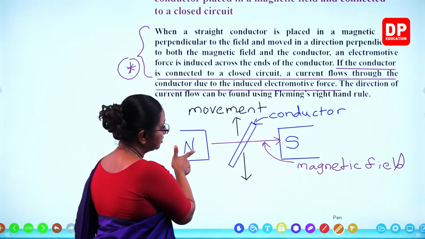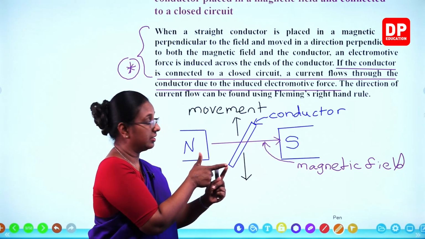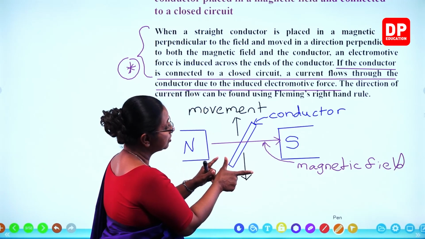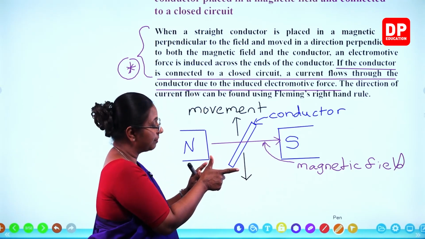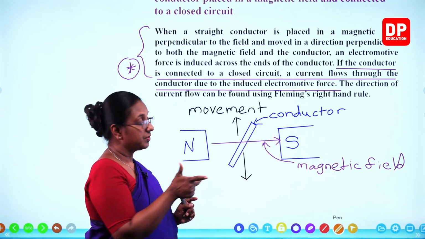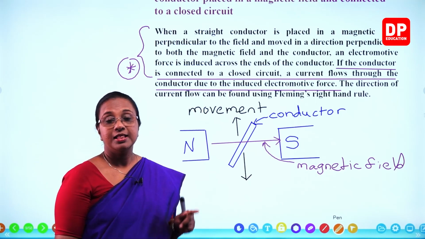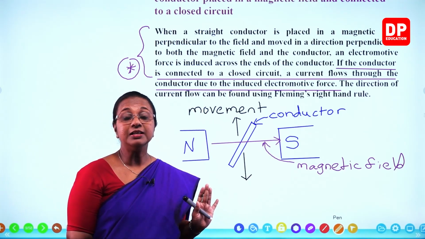The magnetic field is from north to south. That is my index finger. Motion upwards, movement upwards, that is my thumb. And the direction of the current flow is given by the middle finger. So this is how we hold it. So it's into the board. That is how we identify the direction.